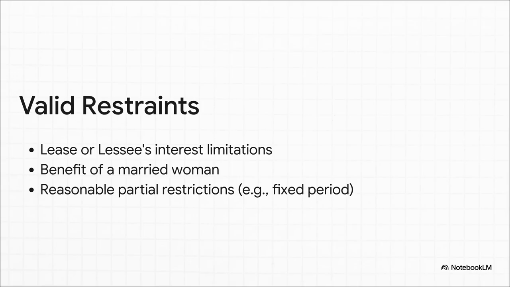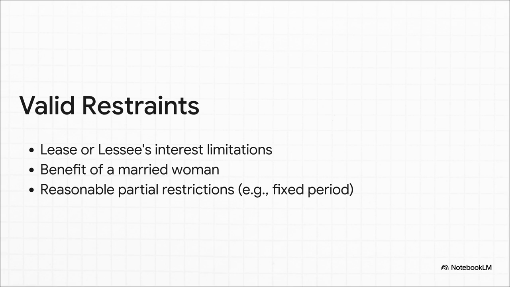Lease or lessee's interest, where restrictions on subletting or assignment may be valid. 2. Benefit of a married woman, where restraints are valid in certain personal law contexts. 3. Reasonable partial restrictions, example, not to sell for a fixed period. Now, as a word of warning, no legal rule is without its exceptions, and this is precisely where students tend to lose precious marks. You must enumerate these clearly.